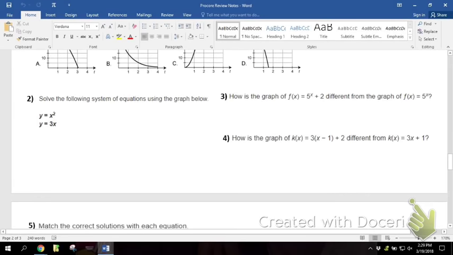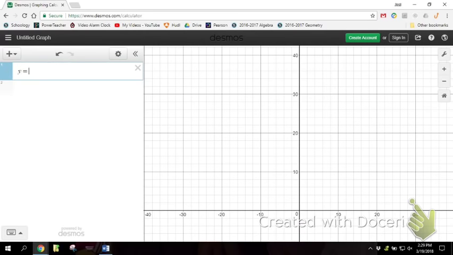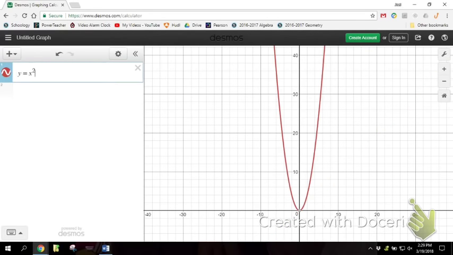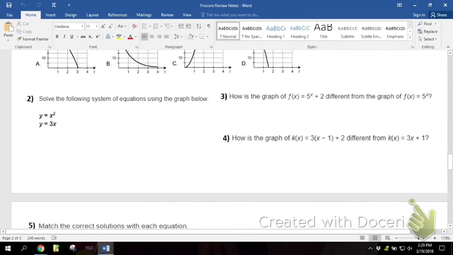Number 2 right below it, solve the system of equations using the graph. Again, just graph those two equations. So y is equal to x squared, and then y is equal to 3x. On the graph, I can find two solutions, so the two answers will be the ordered pairs 0, 0, and 3, 9. So put in here my two ordered pairs 0, 0, and 3, 9.